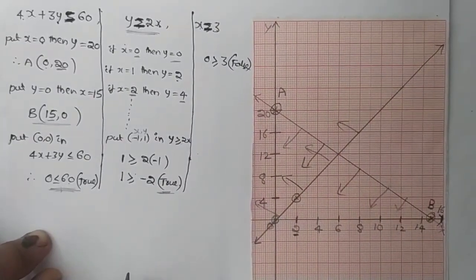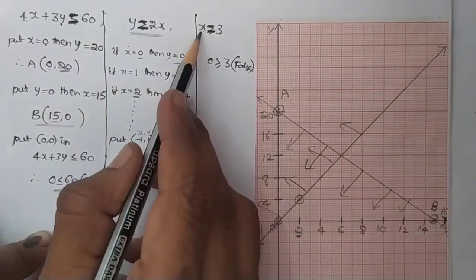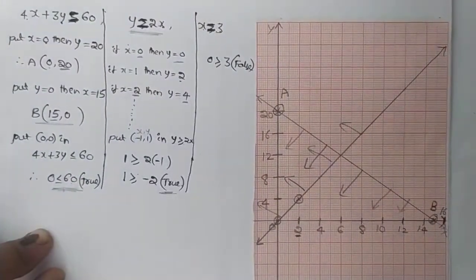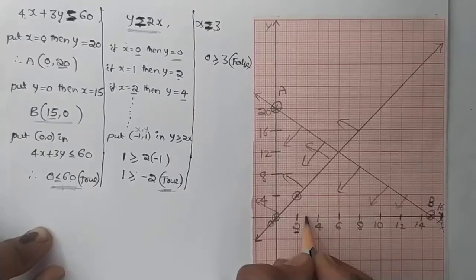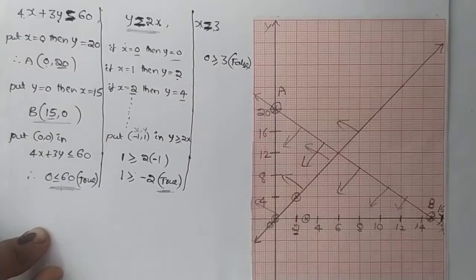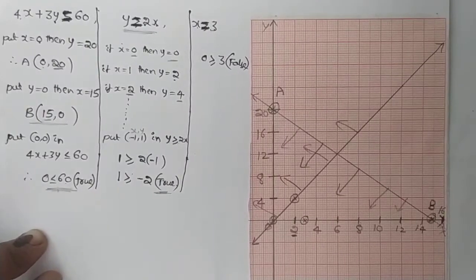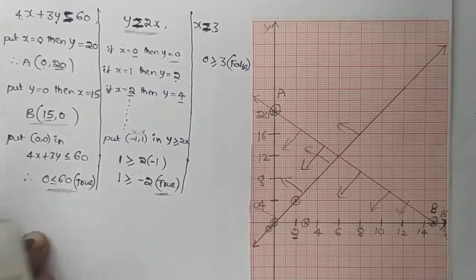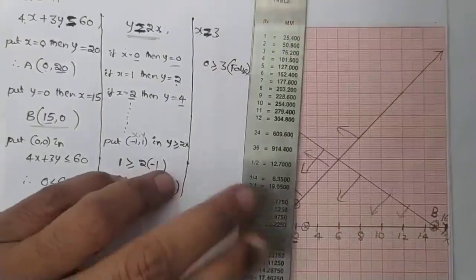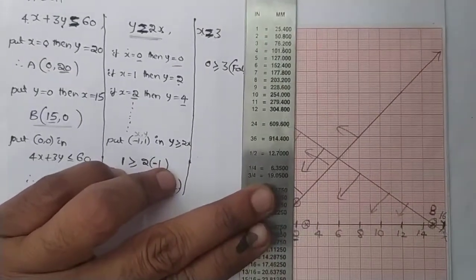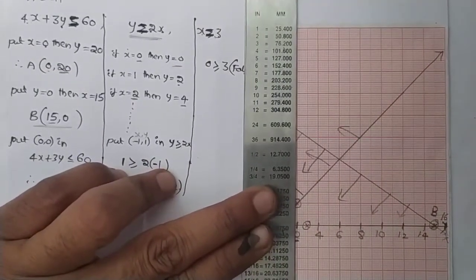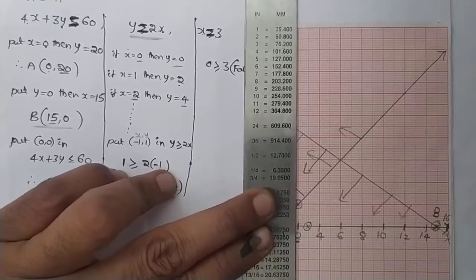Okay, next we have one more inequality, that is x equals 3. Where will x equals 3 be? X equals 3 is a line parallel to which axis? Y axis. We just join this line. You just draw this line.